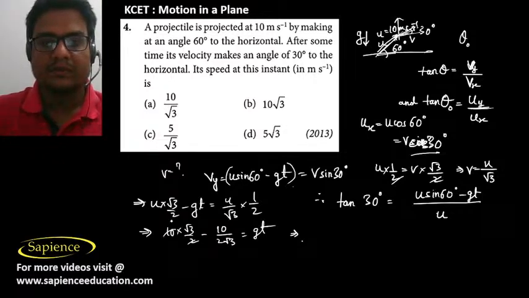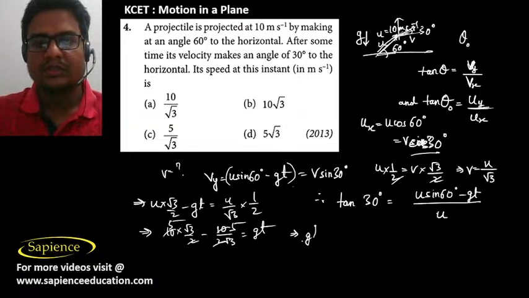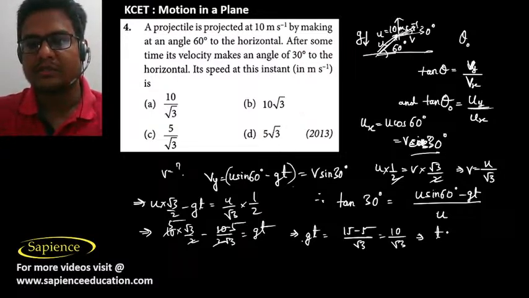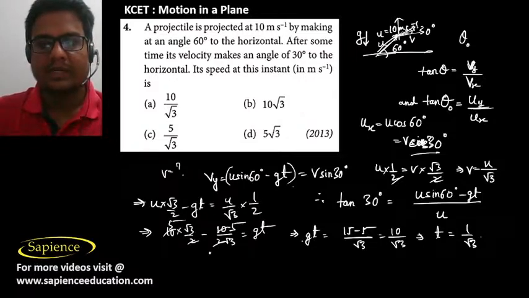So 2 fives are 10. So I can tell GT is equal to 5 threes are 15, 15 minus 5 by root 3, so that is 10 by root 3. So if you take G as 10, T will be equal to 1 by root 3. So at T equal to 1 by root 3, what is the velocity V?